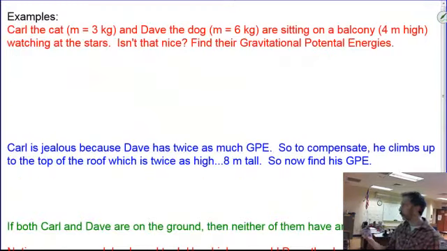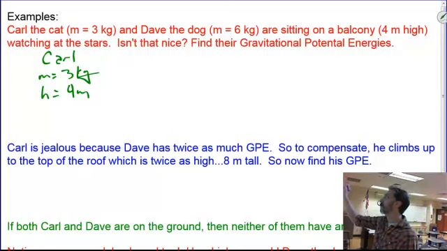So let's go back to Carl and Dave. Carl the cat has a mass of 3 kilograms. He's sitting on a balcony 4 meters high, so the height is going to be 4 meters. We will assume that the ground is a height of 0, so that makes sense to call this height 4 meters. And then let's find his gravitational potential energy.